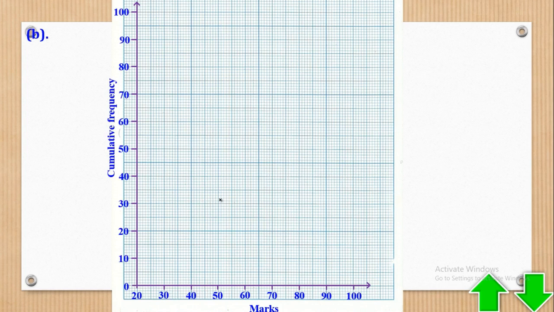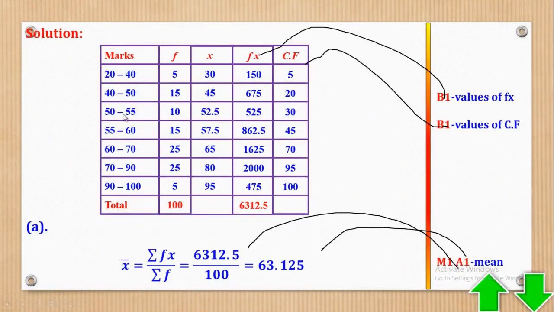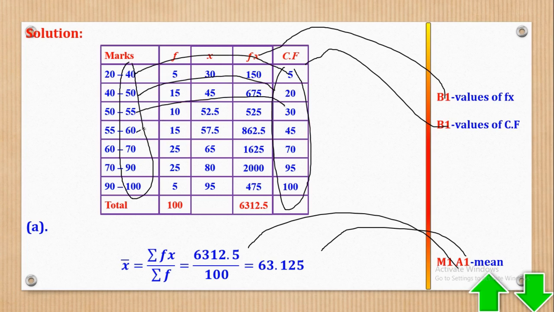Now after that, you remember that for the ogive, we plot upper class boundaries and cumulative frequency. So you shall come here and look for these values. The upper class boundaries are these ones, and the cumulative frequencies are these ones. That means that 40 will correspond with 5, 50 will correspond with 20, 55 corresponds with that, and so on. So those are the pairs we are going to plot. So let's do that.